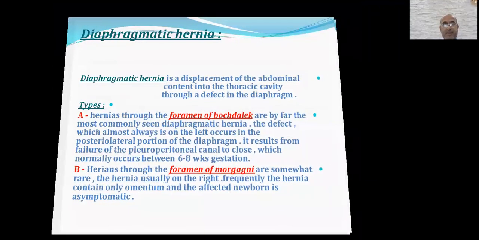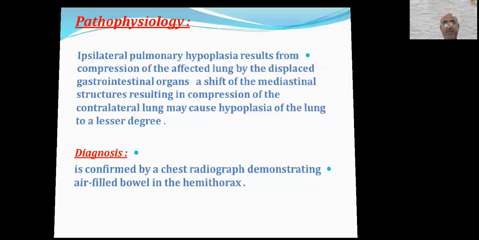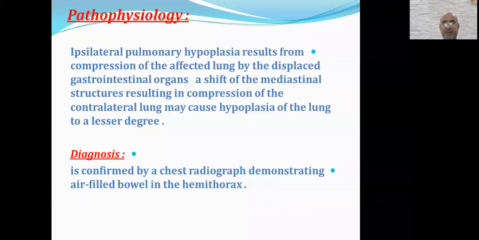Pathophysiology: ipsilateral pulmonary hypoplasia results from compression of the affected lung by displaced gastrointestinal organs. So the lung on the same side will be shrunken or hypoplastic in nature. Not only this, we may have a shifting of the mediastinum resulting in compression of the other lung. Of course, the other lung may also suffer from hypoplastic changes, but to a lesser degree in comparison to the left one.